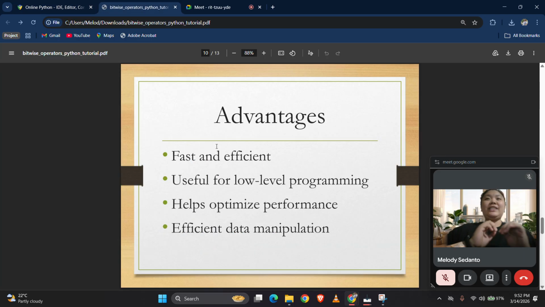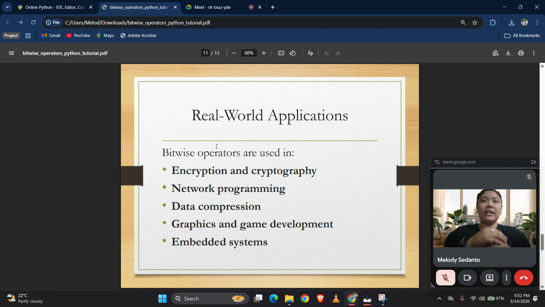So that's it. What are the advantages of using bitwise operators? They are fast and efficient, useful for low-level programming, help optimize performance, and allow efficient data manipulation. Now for the real-world applications: bitwise operators are used in encryption and cryptography, network programming, data compression, graphics and game development, and embedded systems.